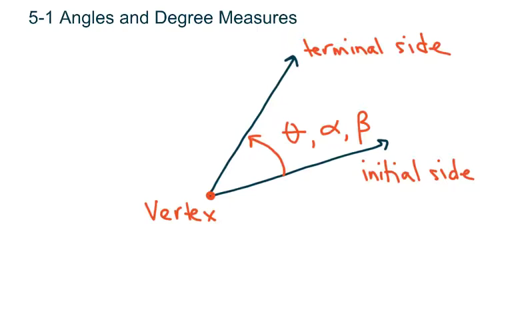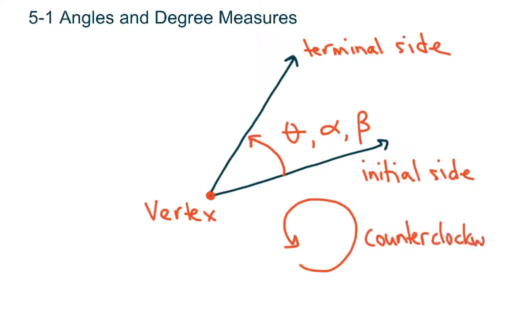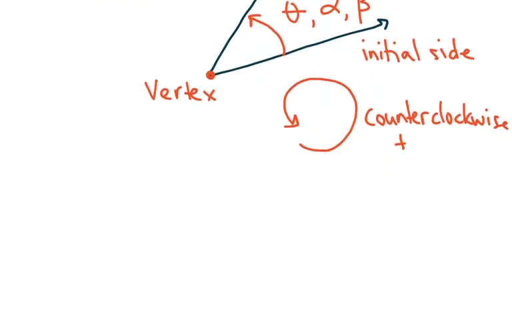The measure of an angle is going to give us information concerning the direction of the rotation and the amount of the rotation necessary to move from the initial side of the angle to the terminal side. So we're going to start with this. We're going to call a counterclockwise direction our positive angle measurements. And then if we go around in a clockwise direction, this direction, we're going to call that our negative angle direction.